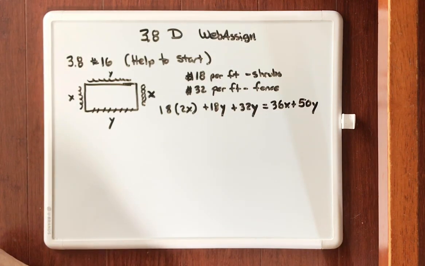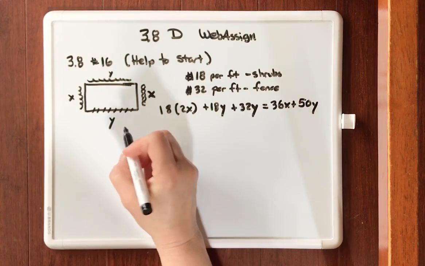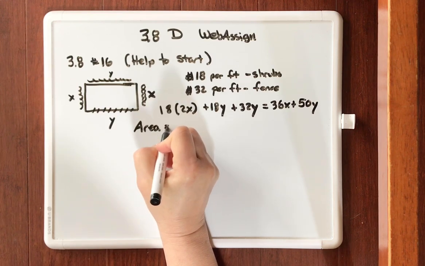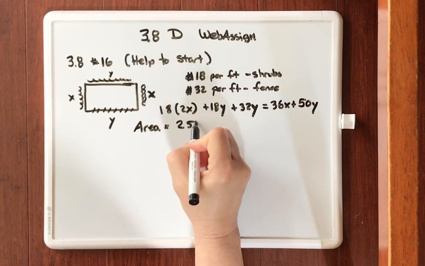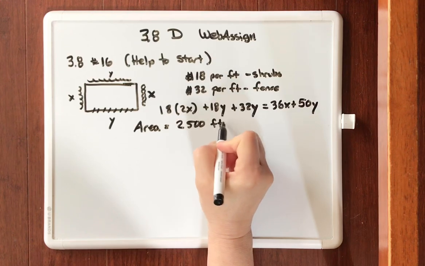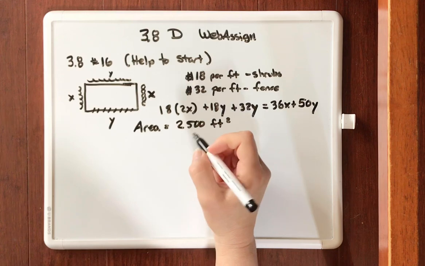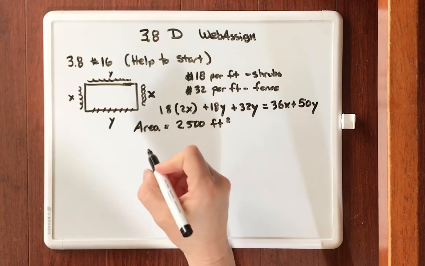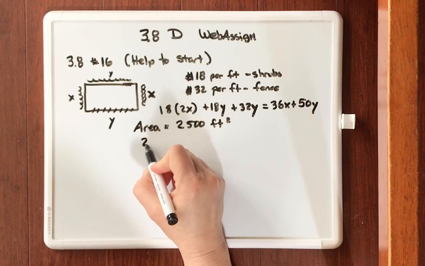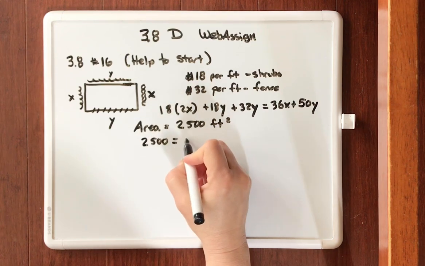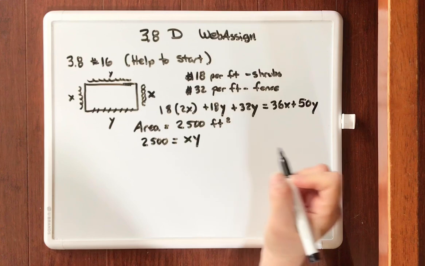Okay, so that looks like the cost, but what do we have here? We've got area, which I didn't tell you about, but they tell you in the problem. They tell you the area is going to be 2,500 feet squared. Okay, so with the area now, which we know is going to be X and Y, the area of 2,500 feet squared is going to be equal to X times Y.